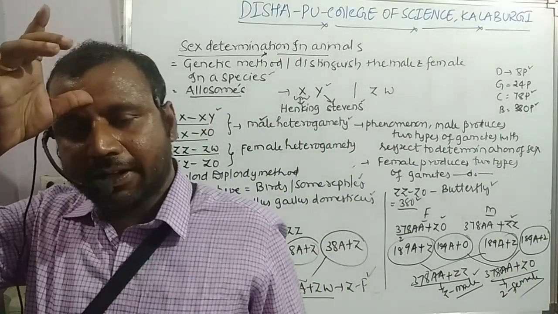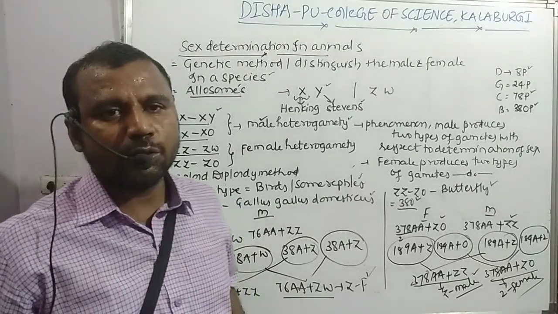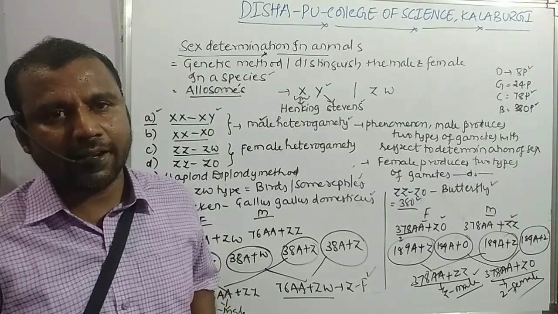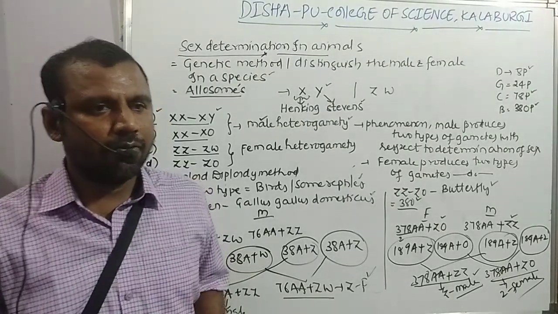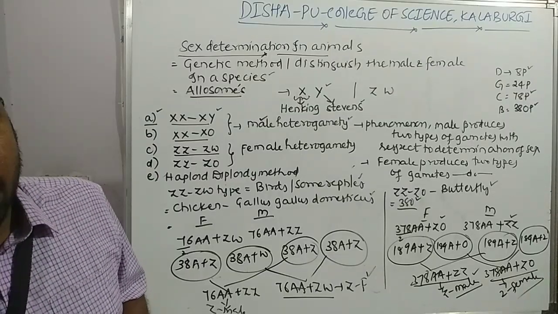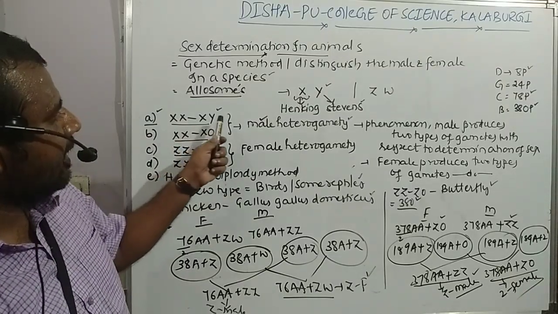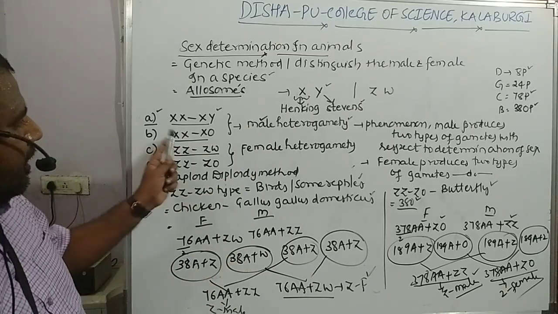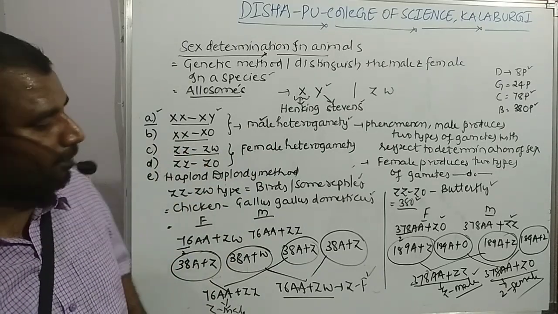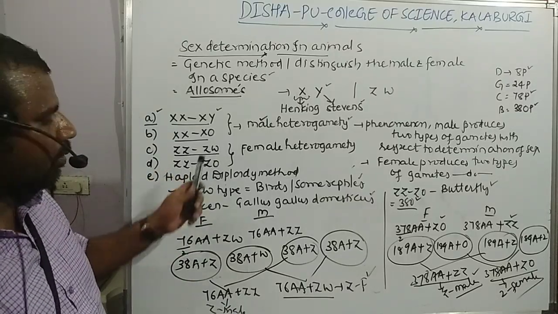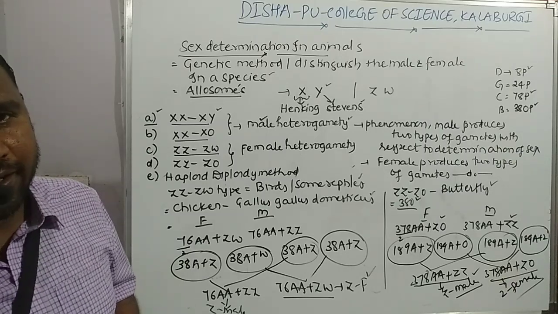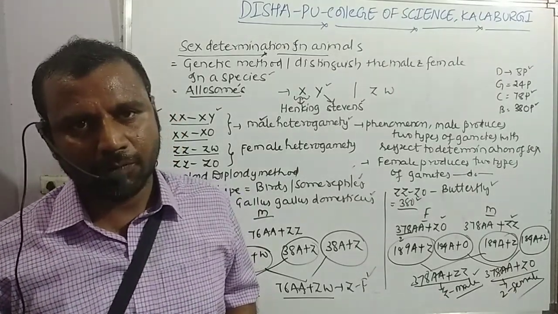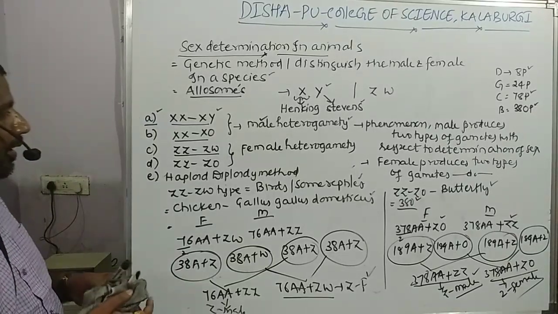Thereby, students, male heterogamy means the male is able to produce two types of male gametes with respect to the determination of sex: XX-XY type and XX-XO type. Female heterogamy means the female is able to produce two types of gametes: ZZ-ZW type, and a good example is birds and some reptiles, take chicken, and ZZ-ZO type, the best example being the butterfly. Drosophila and man are XX-XY type, which I will take separately, and the grasshopper is XX-XO type. Okay, now students, we will move toward the haploid diploidy method.